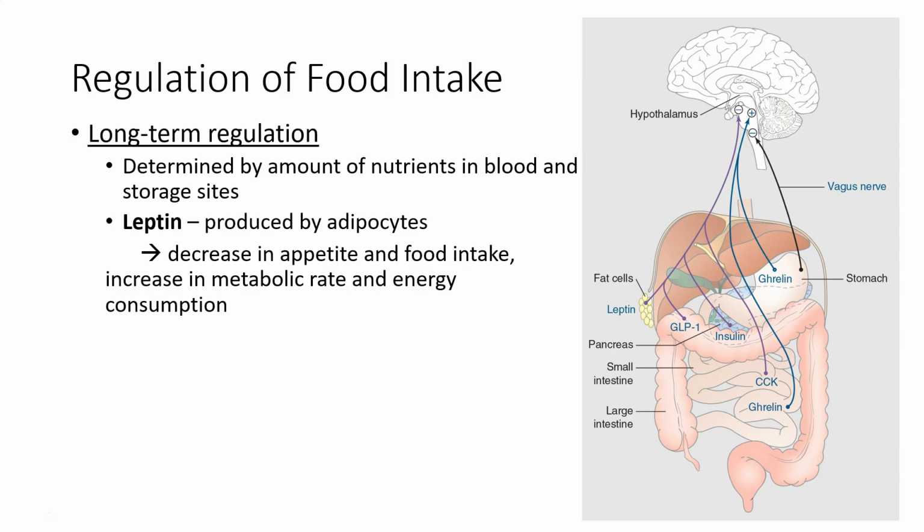One thing you should know about leptin is that in some individuals, they can have what we call leptin resistance, where the body no longer responds to normal amounts of leptin. In these individuals, they often don't have a decrease in appetite or food intake for a long-term nutrient regulation, and they don't benefit from that increase in metabolic rate and energy consumption. This is one of the hormones that's implicated in the metabolic dysregulation that occurs in obesity.